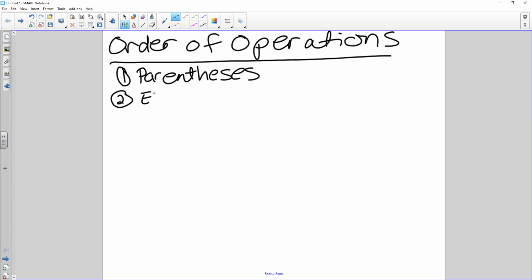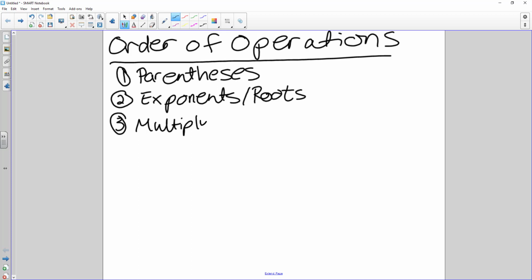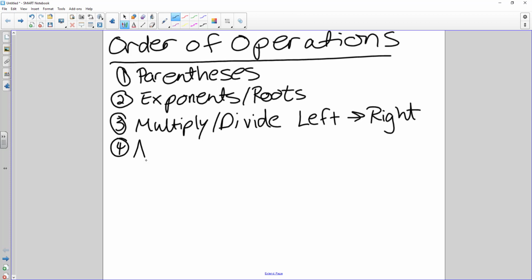And then next we do exponents. Exponents, I'm going to put slash or roots. A lot of times we sometimes just think of it as exponents, but also roots are on the same level as exponents, like taking the square root of something. And then we do any multiplying and dividing. Multiply and divide from left to right, so we do that in one step. And then add and subtract is our last step.